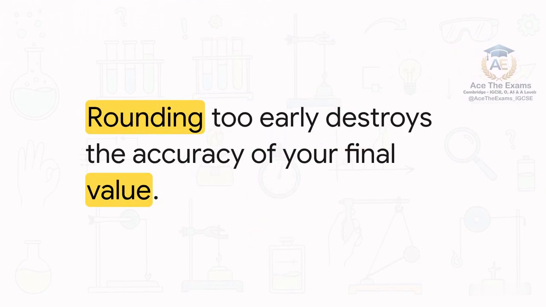The answer is rounding too early. It's a massive trap that completely destroys the accuracy of your final spring constant or moment's value. Here's what happens. When you calculate an intermediate step, like finding the exact distance from the pivot, and you round it to one significant figure before plugging it back into your main equation, your final answer drifts completely outside the acceptable range. Examiners see this all the time. You have to keep your full values in your calculator until the very final step, and only then do you round to match the lowest significant figures given in the question's data.